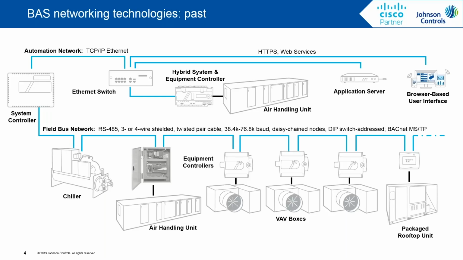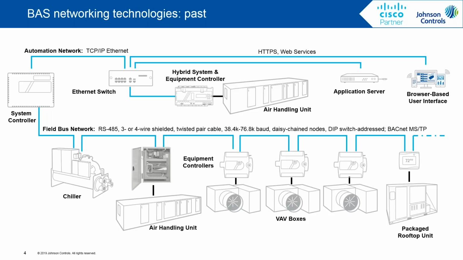This two-tier networking topology, consisting of an IP-based automation network and then a serial or RS-485-based field bus network, has become a very popular way to interconnect the appropriate BAS components together. These technologies seem to provide a good balance between the performance needs of the components and their installed cost.